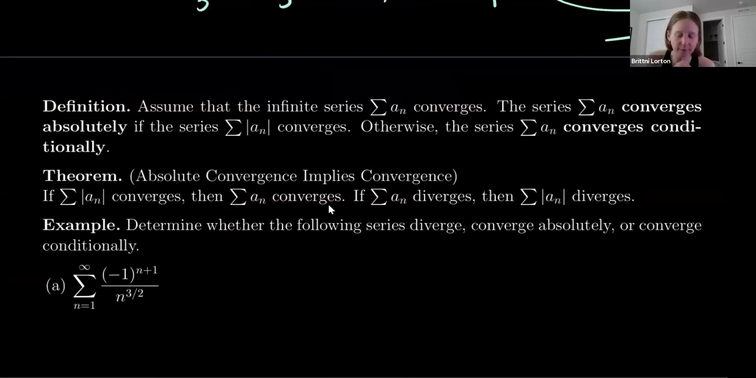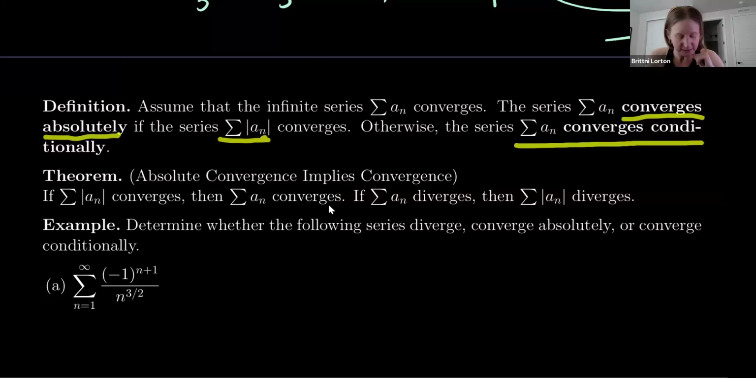Okay, assume that an infinite series converges. We're going to talk only about convergent series for just a second. So forget if it diverges, and you move on. You don't even look back. But if it does converge, how does it converge? The series converges absolutely if the series with the absolute value also converges.